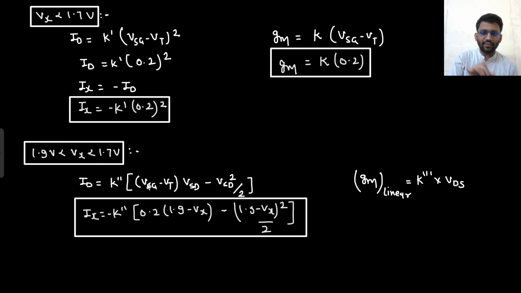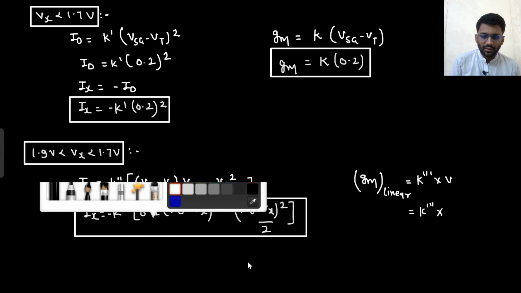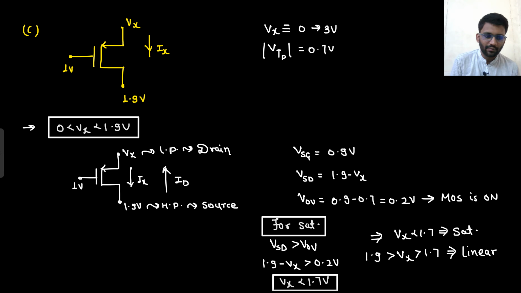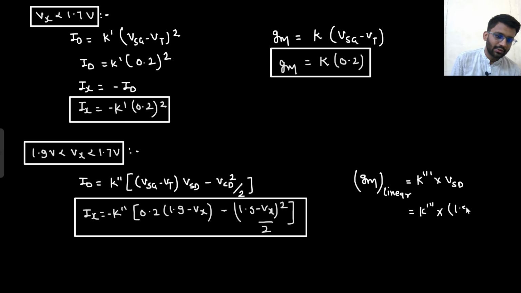Just differentiate it with respect to Vgs. So what you will get? This will be 1, only Vds, and this will be 0. So some constant into Vds. Sorry, not Vds. If we are talking about PMOS, it would be VSD. So what is the value of VSD here? 1.9 minus Vx. So drawing this is not that much of a task. This will be very easy. So this is your GM.